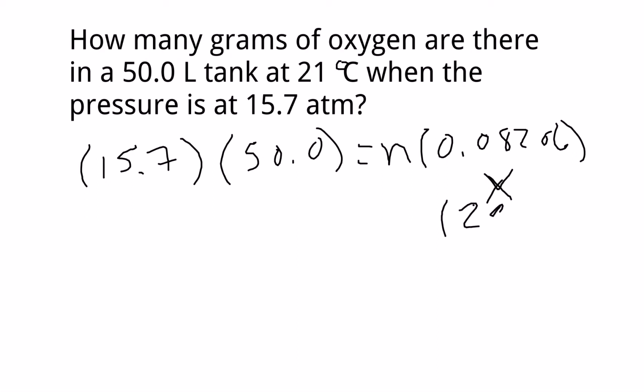So 294.15. So once I have this, I'm going to take 15.7 times 50, and then I'm also on the other side going to take 0.08206 times 294.15. I will divide through by the right side over on the left side, and I will solve for n. So I'll give you a minute to do that.